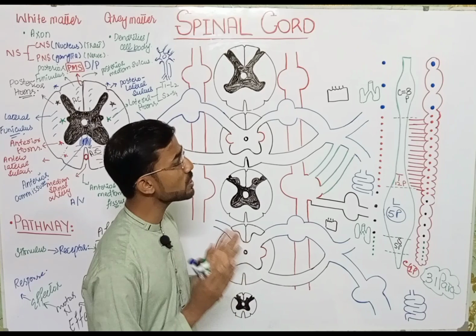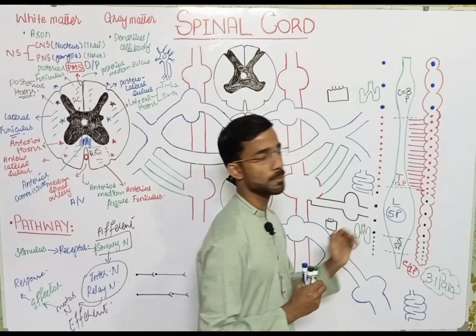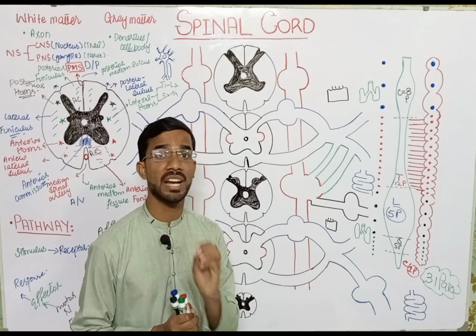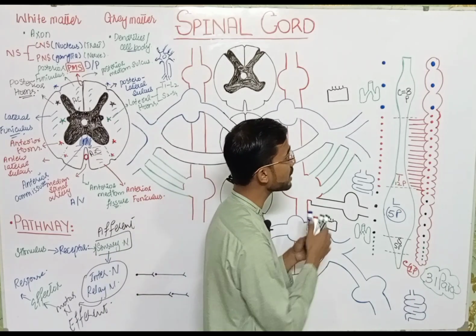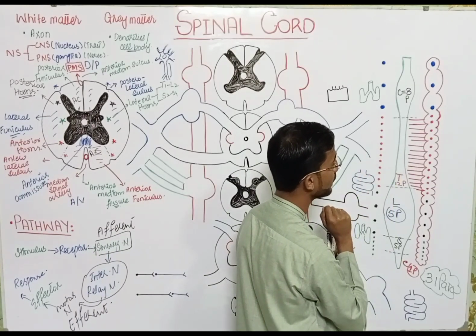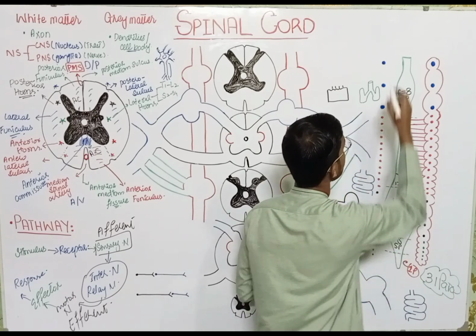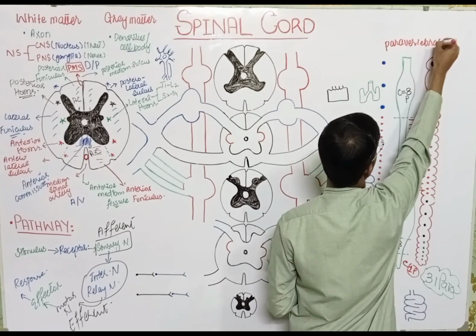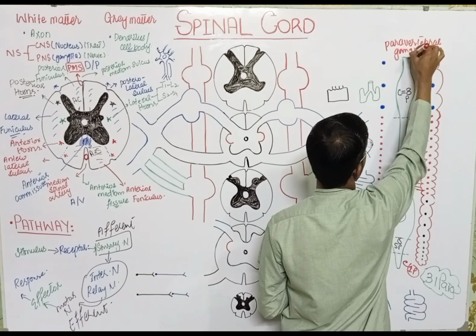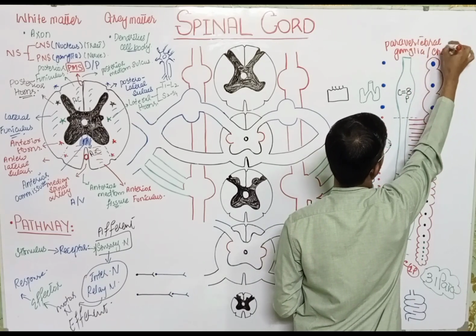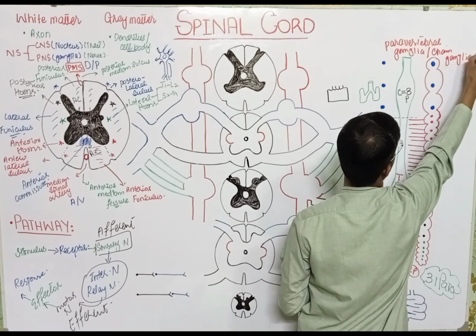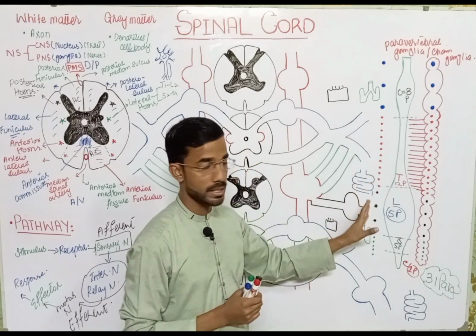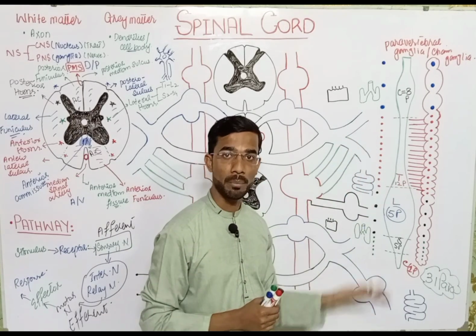But if you look at both sides of the spinal cord, you will see the ganglia. Ganglia means a collection of cell bodies that are present in the peripheral nervous system. On both sides, these ganglia are called the paravertebral ganglia, and you can also say chain ganglia. So these are the different names. We will discuss later how these ganglia form and perform different functions.